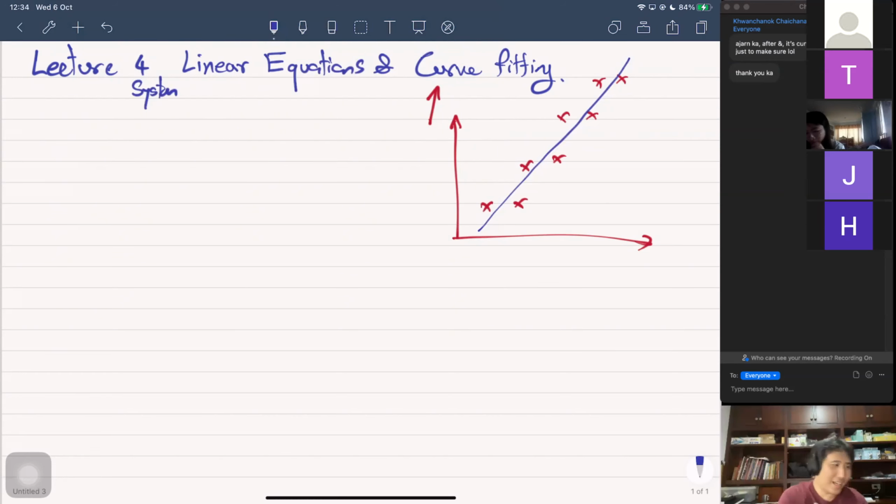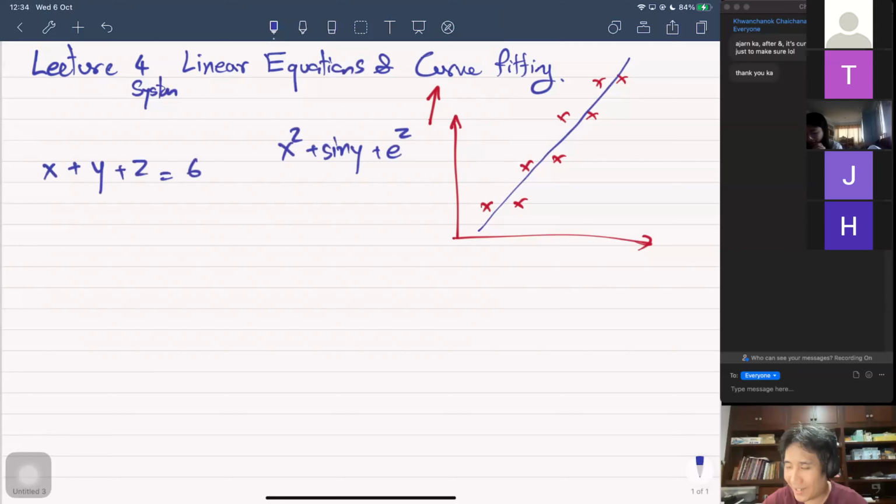So these are problems of the form, I don't know, let's say x plus y plus z is 6, right? This is linear. You have 3 variables and the equation is linear. So that means this is not x squared plus sine x plus e to the z equals 6. No. This is not linear. Linear means some constant times x, some constant times y, and some constant times z equals 6. Okay? You probably learned it in the basic baby math class.